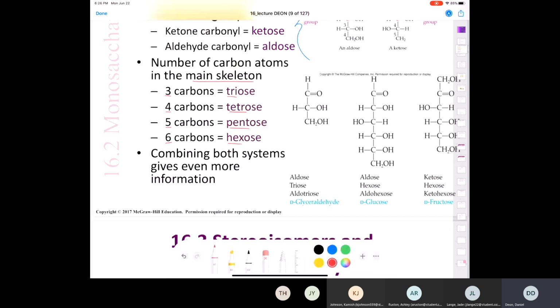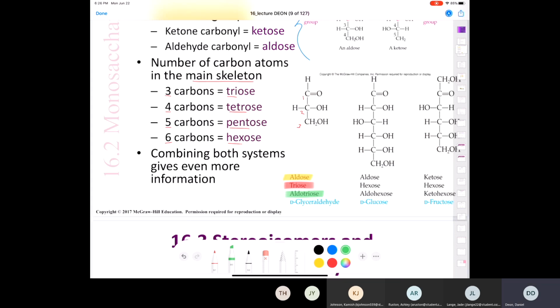If we take a look at this molecule right here, let's focus on this little tiny molecule. First of all, you can see that it's an aldose because we have an aldehyde here. The reason we call it a triose is because it has 1, 2, 3 carbon atoms. When you put those together, aldose and triose, we call it an aldotriose.